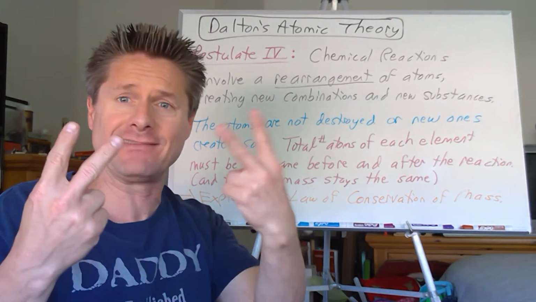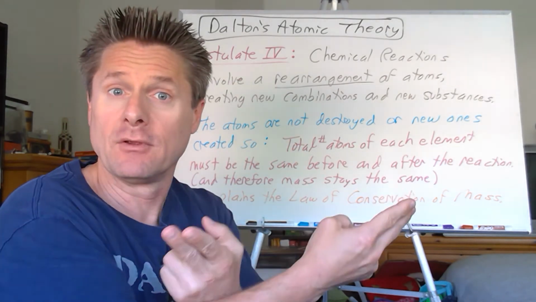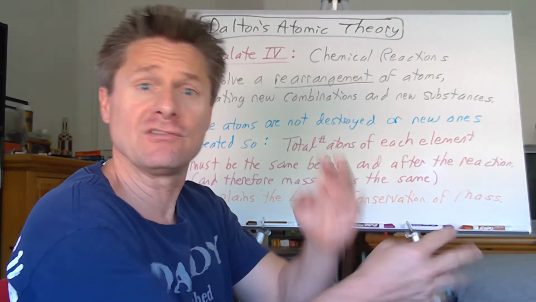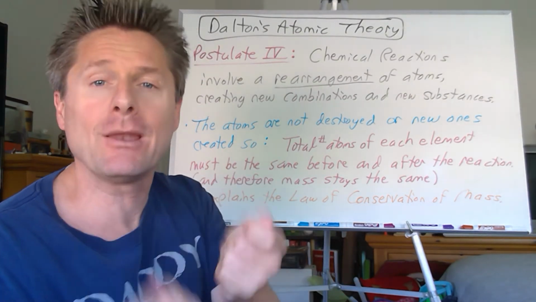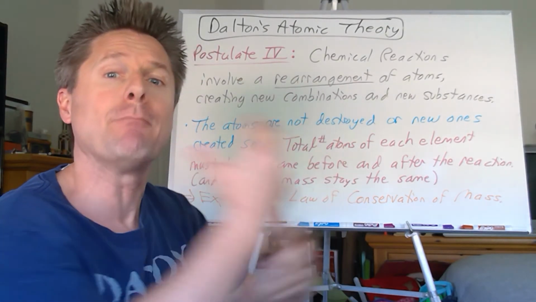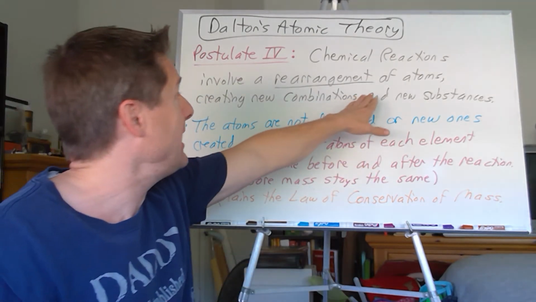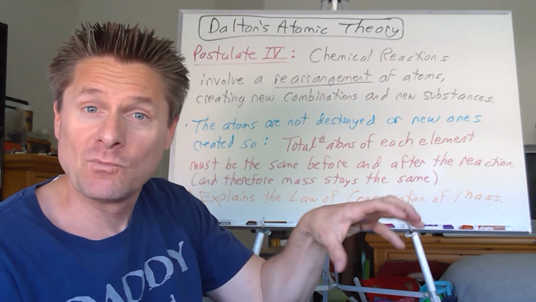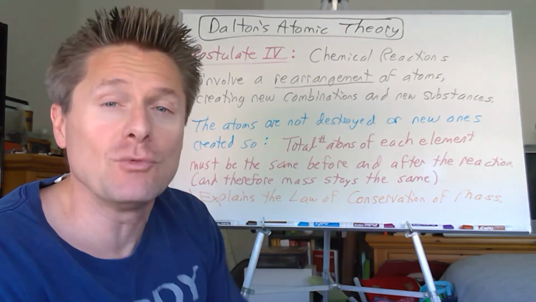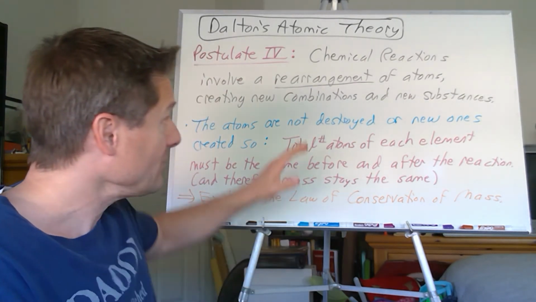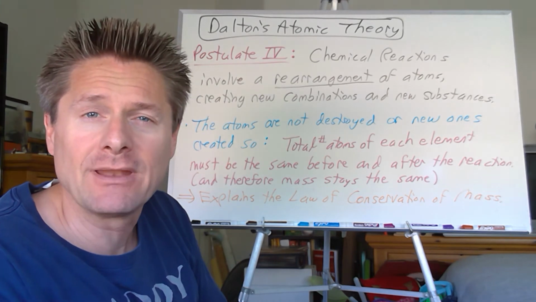It's like you got 2 dancing couples and you just switch partners. You create new combinations and maybe they dance a little bit differently, but the people don't change. The atoms do not change. You're just recombining them, rearranging them. And when you get new combinations with specific integer ratios, you create new substances with new chemical and physical properties. That's how you can explain a chemical reaction.